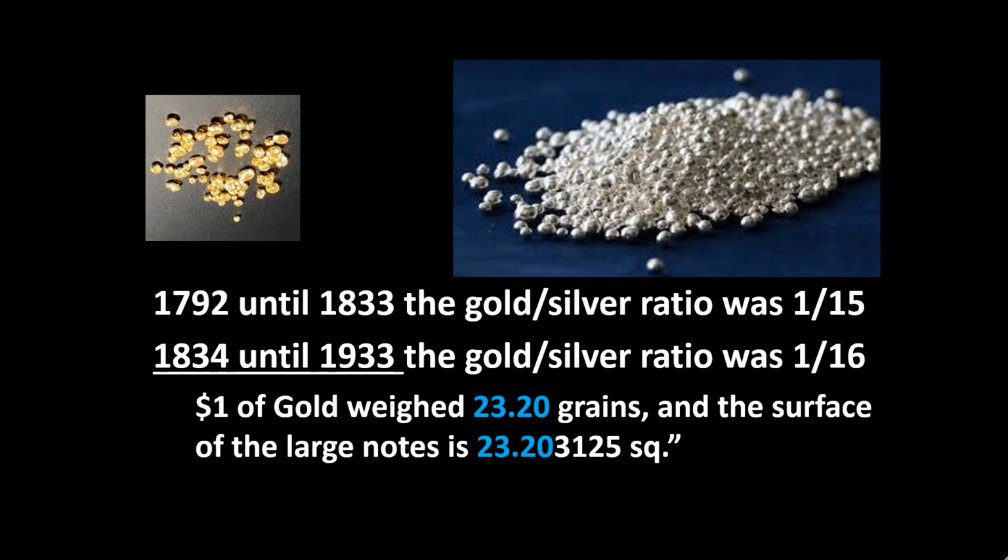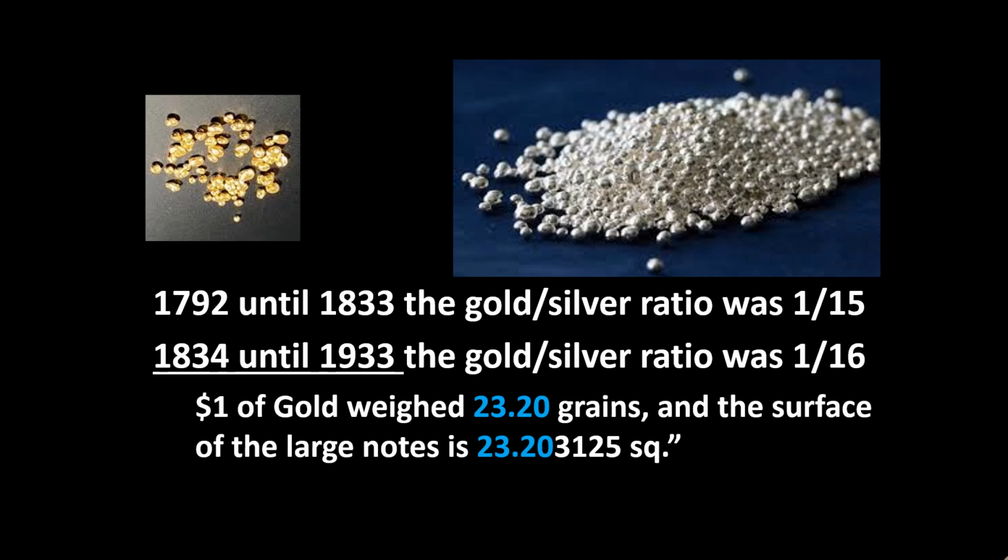From 1834 until 1933, 1 grain of gold equaled 16 grains of silver. Previous to that, it was 15 grains. This meant that a dollar's worth of gold weighed 23.20 grains, which again is numerically embodied in the 23.203125 square inch surface area of these large notes.